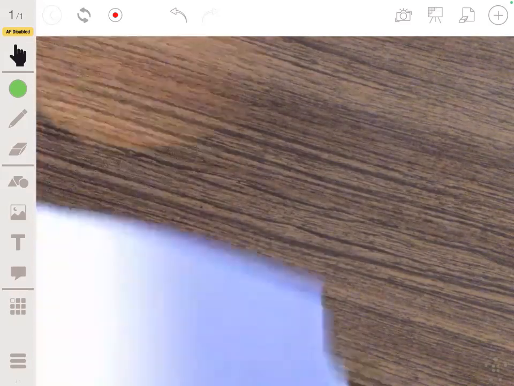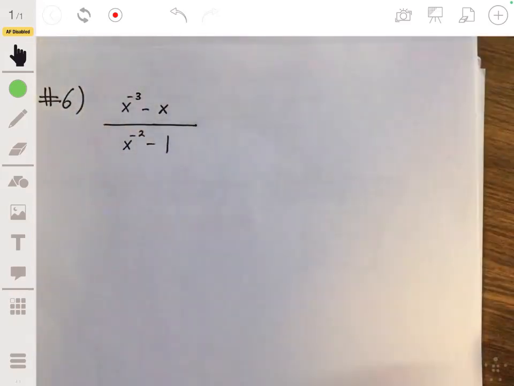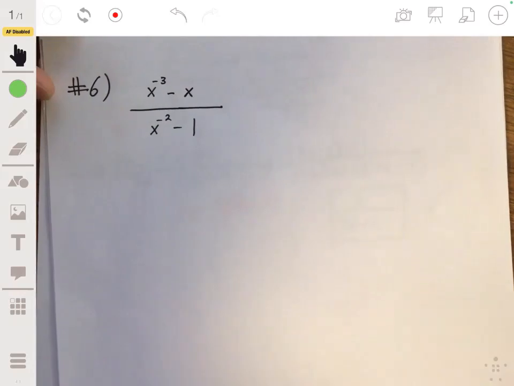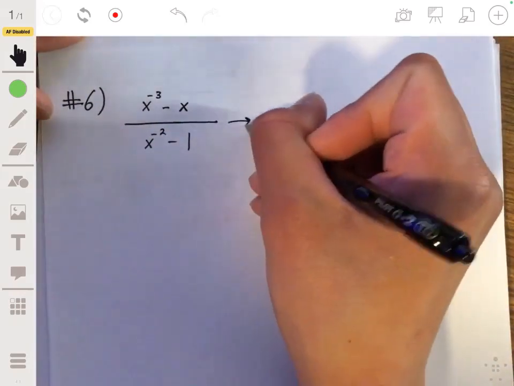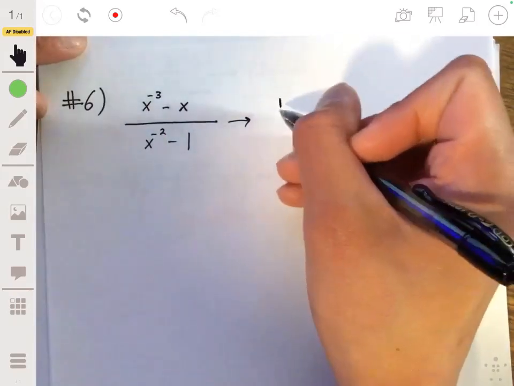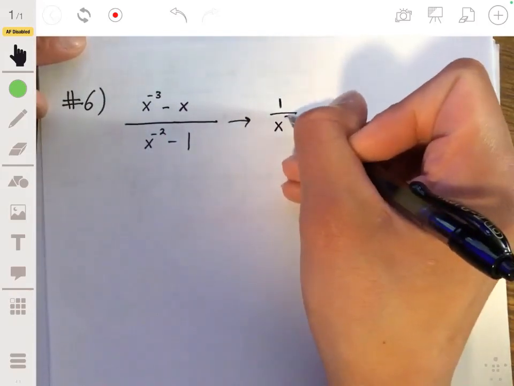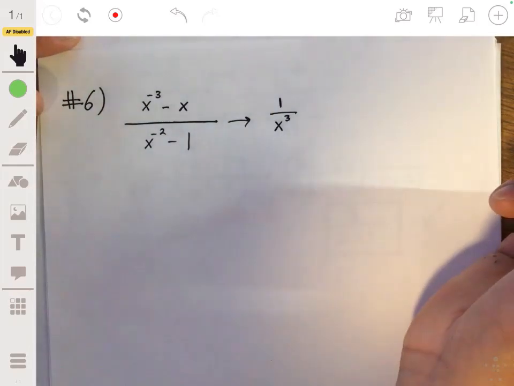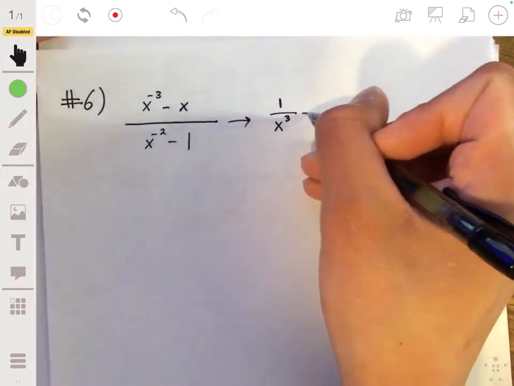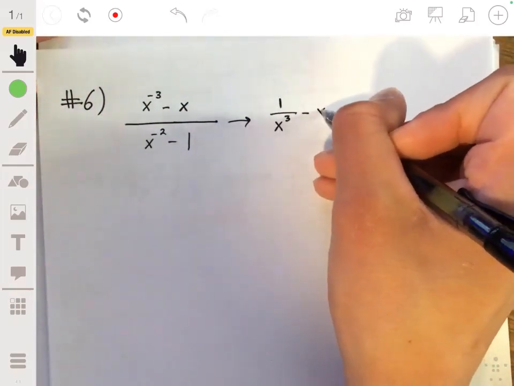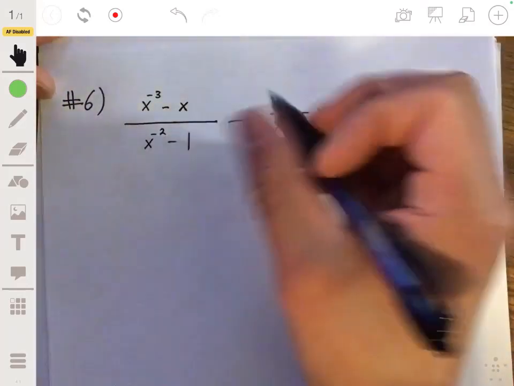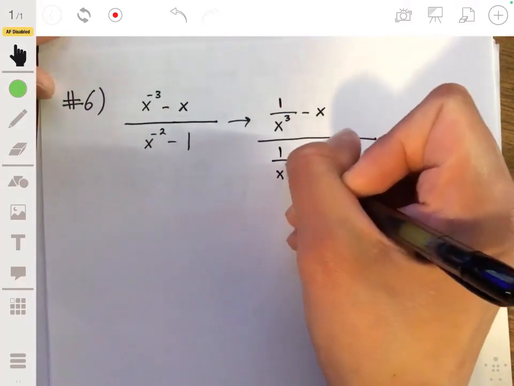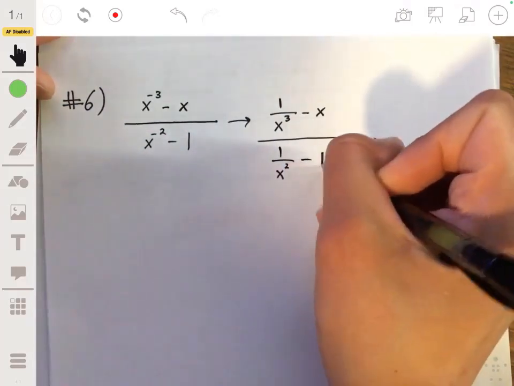All right, one more. Okay, now this one, these exponents, don't let them throw you off. Remember, this is just 1 over x cubed minus x all over 1 over x squared minus 1.